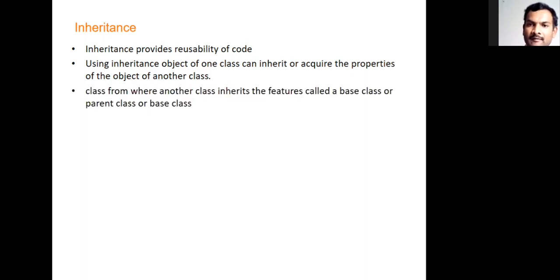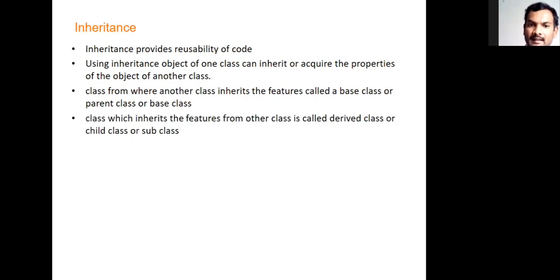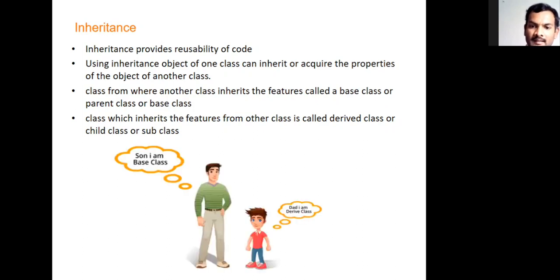And here there will generally be two classes. The class which is giving the features to the other class is called the base class. Another name for the base class is parent class or superclass. And the class that is deriving the features is called a derived class, child class, or subclass. For example, you see this image. Here this is the parent and he is the child. By default, the features of the parent will be inherited into the child. By using the concept of inheritance, the child is acquiring the features from its parent.